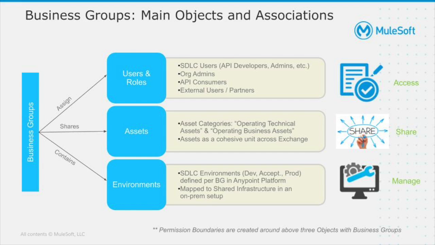Users and roles. Business groups can have their own users and roles like the SDLC developers, consumers, and admins. Also, the admins from the parent business group have control over the child business groups. Assets. Assets like custom connectors and APIs that are published to the master exchange are automatically shared across the organization, thereby promoting consumption and reuse. Environments. As mentioned earlier, each business group can have their own SDLC environments. Also, business groups can have their own or shared runtime services like VPCs, DLBs in Cloud Hub setup.